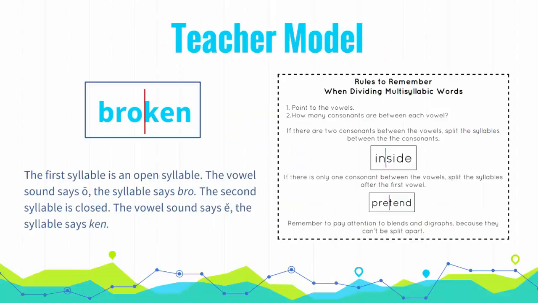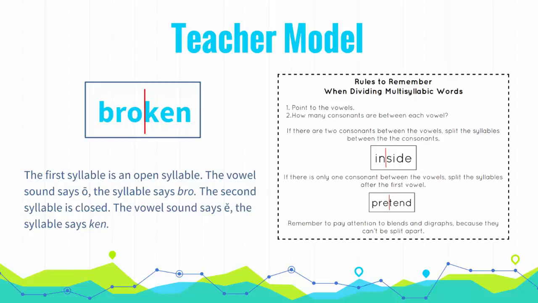Next begins the teacher model. Introduce the Rules to Remember chart. Have this chart readily available for students to reference during the lesson and throughout the day. Show students a 2-syllable word like broken. Tell students that you are going to first point to the vowels. Next, you will look at how many consonants are between the vowels. You see only 1 consonant.